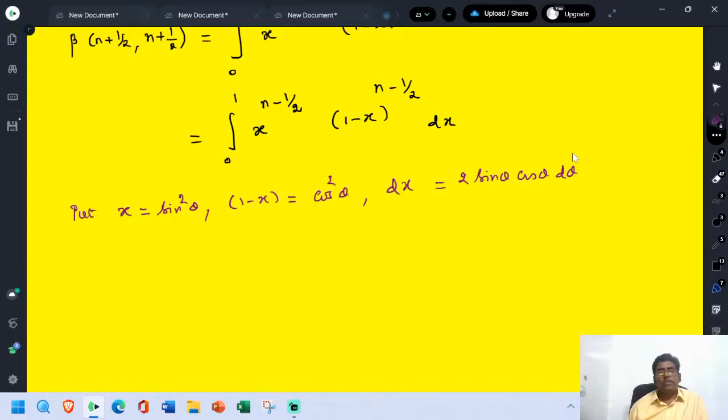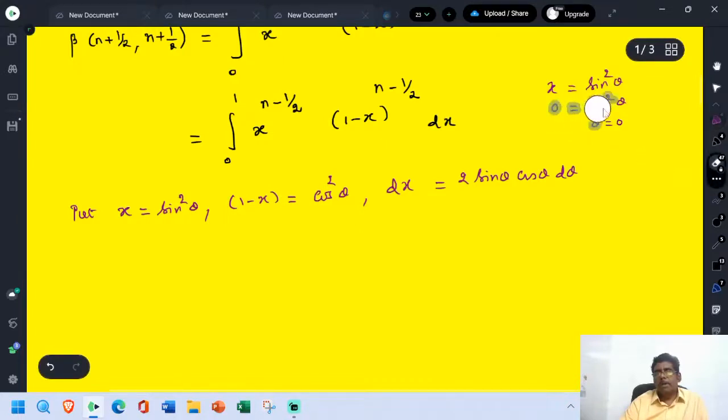If you substitute x equal to sin square theta, the lower limit is 0, but the upper limit is changed to pi by 2, because x equal to sin square theta, the lower limit is 0. 0 equal to sin square theta. Therefore, theta equal to 0, because sin 0 equal to 0. For the upper limit, the value of x is 1. 1 equal to sin square theta. Therefore, theta equal to pi by 2, because sin pi by 2 equal to 1. Now, the limits are also changed.